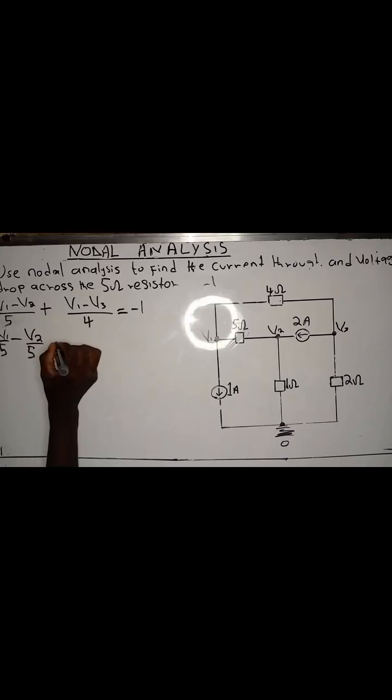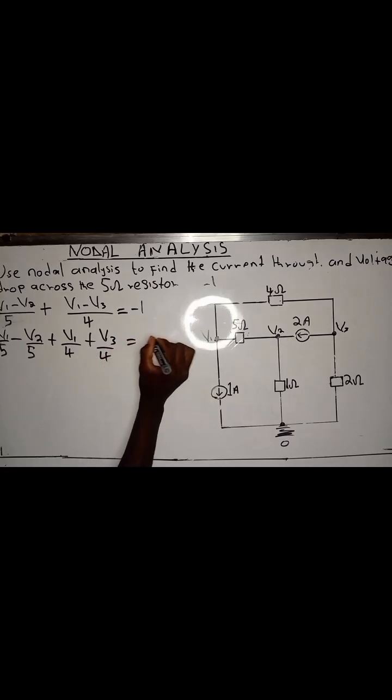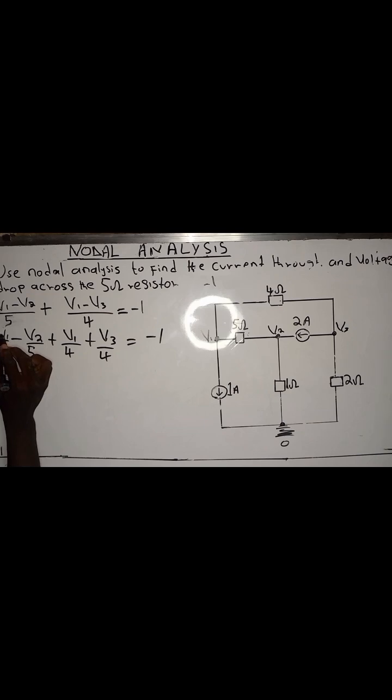So I can simplify this as V1 over 5 minus V2 over 5 plus V1 over 4 minus V3 over 4, which is equal to minus 1. I hope you get it. So V1 over 5 is the same thing as 1 over 5 times V1, and 1 over 5 is 0.2, so 0.2 V1.